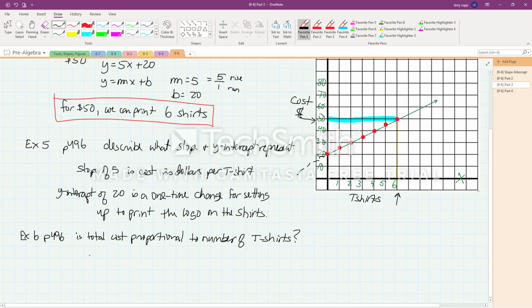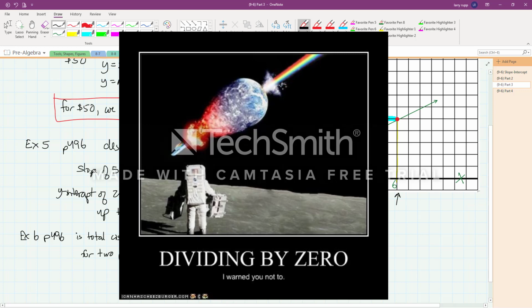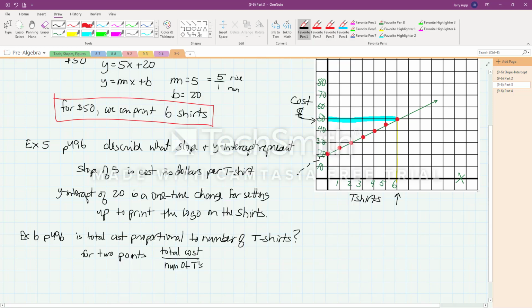Well, in order to determine if this is a proportional relationship, you have to compare the total cost to the number of t-shirts for 2 points. And by comparing, we just do it. So obviously we can't do 0, right? Because that would be 20 over 0, and you get the picture. Big smoking hole in the city, divide by 0, badness, etc. So no dividing by 0.